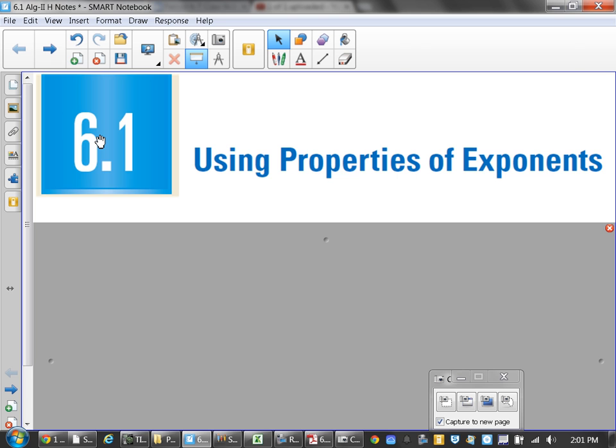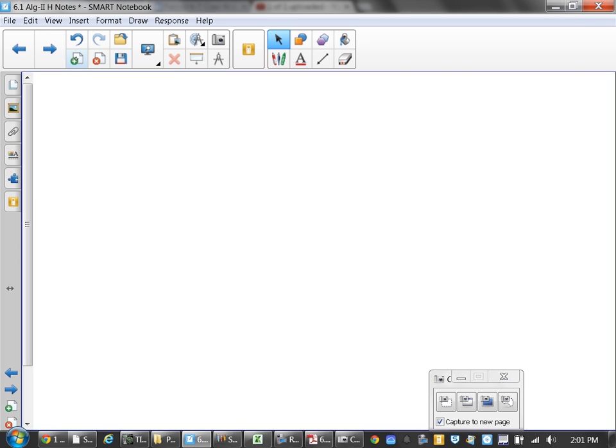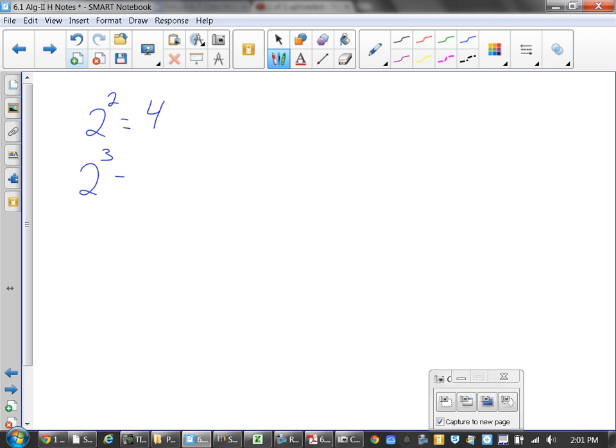Anyway, properties of exponents. What I like to do is use this. What's 2 squared? 4. What's 2 cubed? 8. 2 to the 4? 16. 2 to the 5th? 32. You know because all you're doing is multiplying by 2 again.